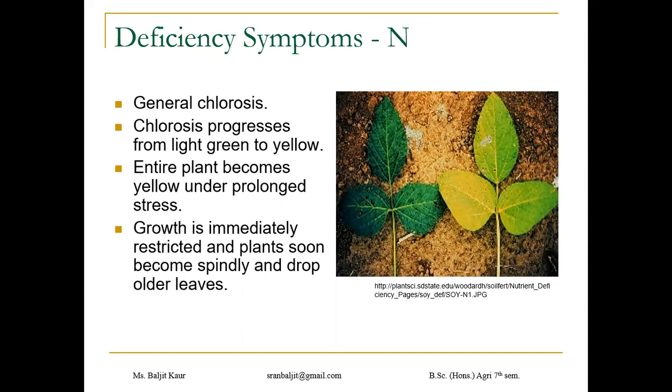So in this picture you can see the first leaf is green in color, meaning the nutrient is properly supplied to the plant, and in the other picture the leaves are showing light green and yellow color. That means there is deficiency of nitrogen.